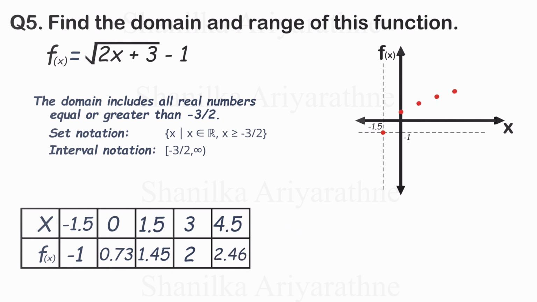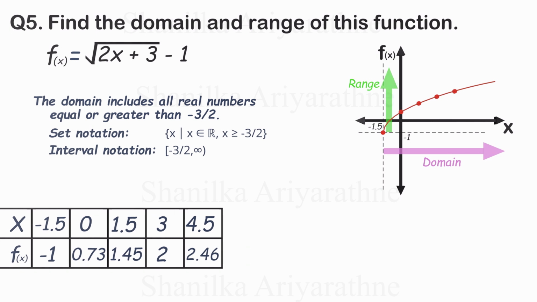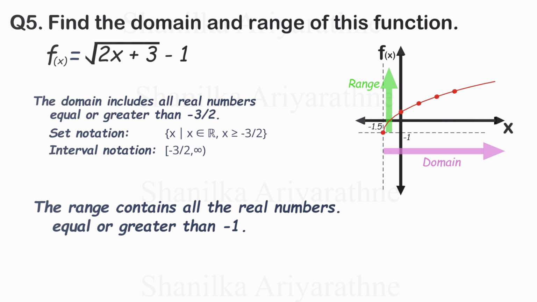Now we can plot the graph using these points. We can see that the domain consists of all real numbers equal or greater than minus 1.5. And the range of f(x) includes all the real numbers equal or greater than minus 1.